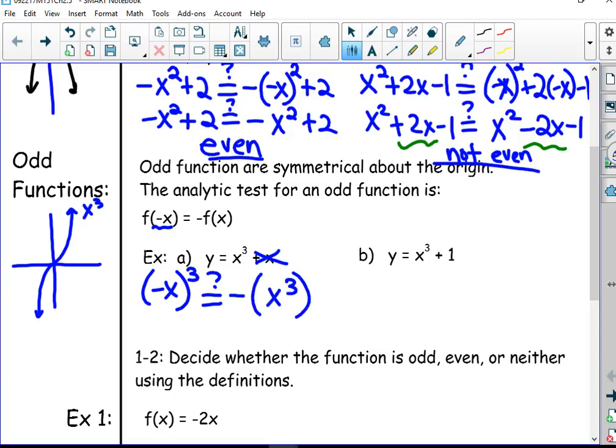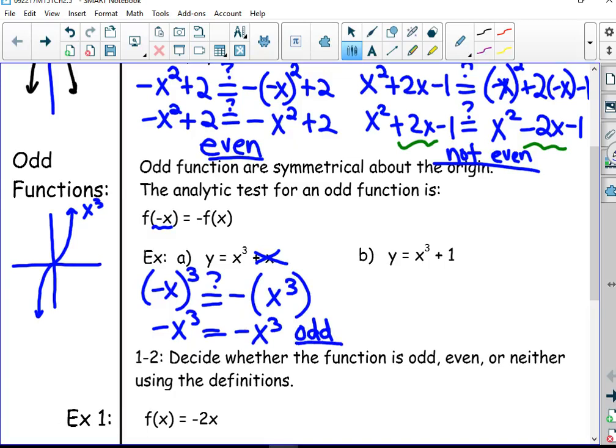Well, when you take a negative to the third power, you're still going to get a negative. So this definitely turns into negative x to the third, and that is absolutely equal to negative x to the third. So this is an odd function.